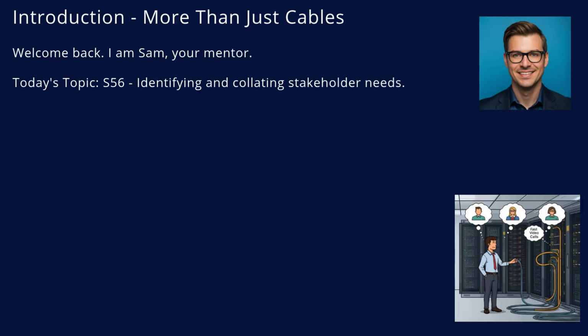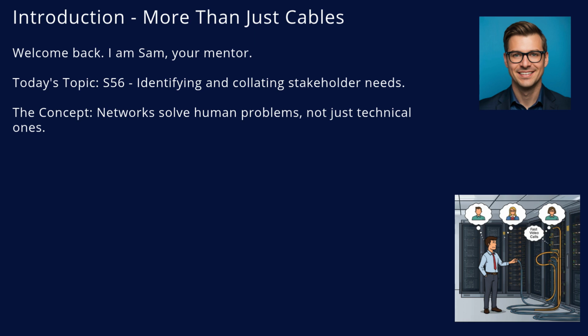It is not routing protocols or firewall rules. It is skill 56. This skill is about identifying and collating stakeholder needs in relation to computer network requirements. It is easy to get lost in the technical details, IP addresses, VLANs, bandwidth. But remember, a network exists to solve human problems.